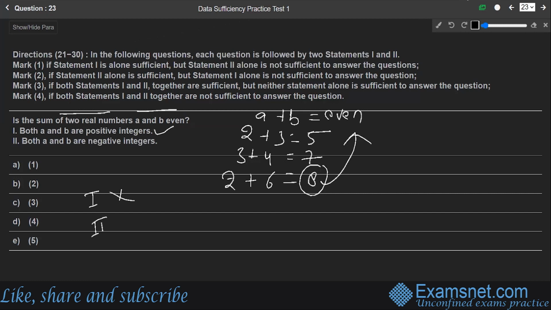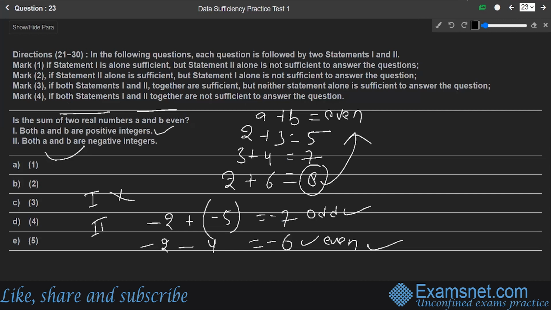If we see statement number second, what is statement second saying? Both A and B are negative integers. So there can be n number of combinations of negative integers. Let's say -2 plus -5. If we add them together, this becomes -2 -5, that is -7. That is becoming odd. If we add -2 minus 4, then what will happen? -2 -4 will be -6. That is even. So clearly, with two negative integers also, we are getting somewhere odd, somewhere even. So clearly, statement number second is also not sufficient to answer the question.